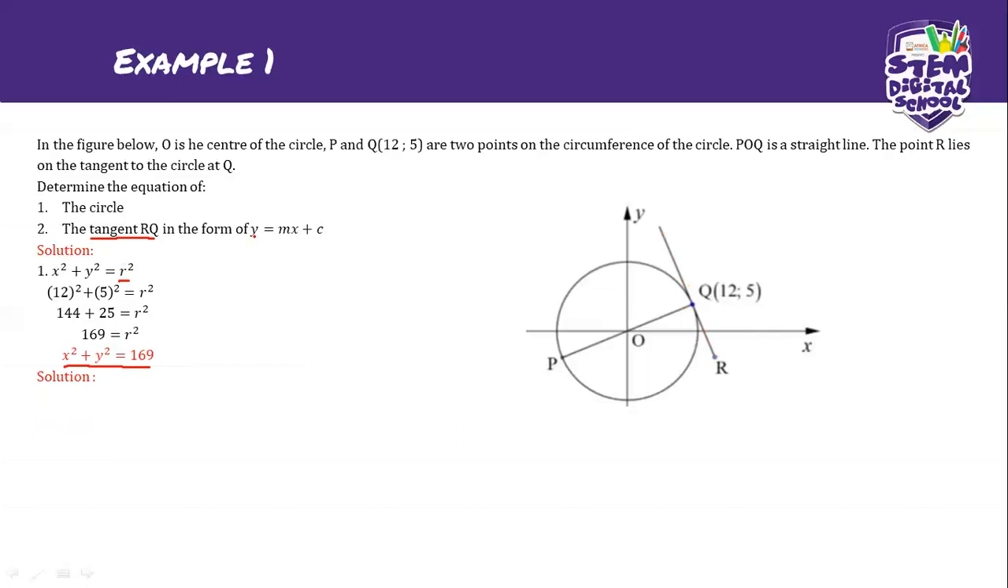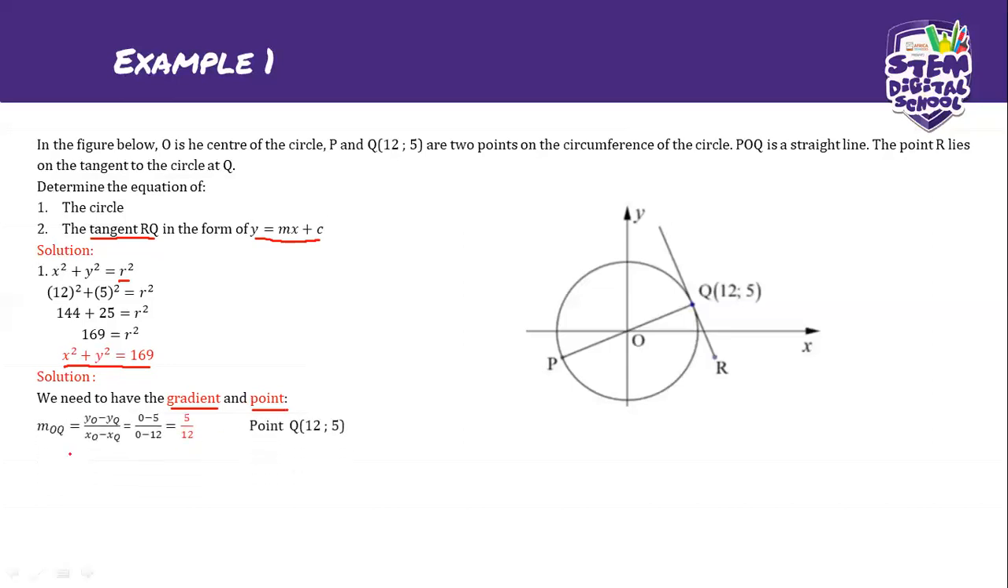In the form of what? In the form of mx plus c. Now, first, what do we really need for us to be able to calculate the equation of a tangent? First, we need the gradient. We also need what? A point, right? So we are going to look for a gradient and a point.